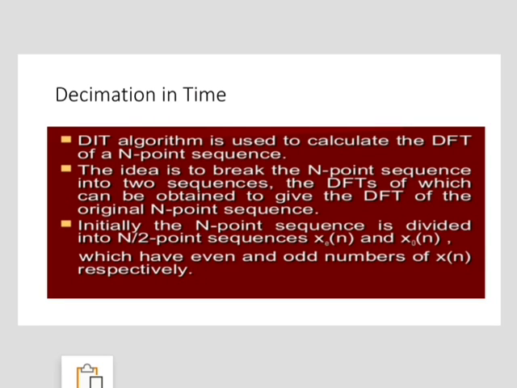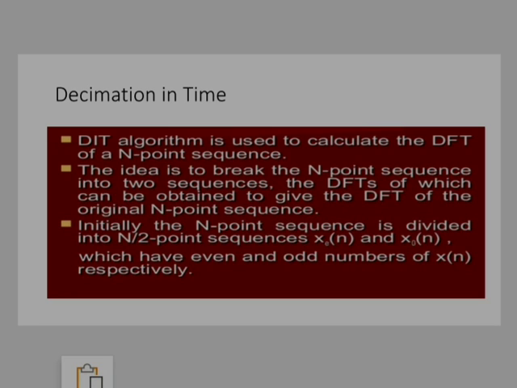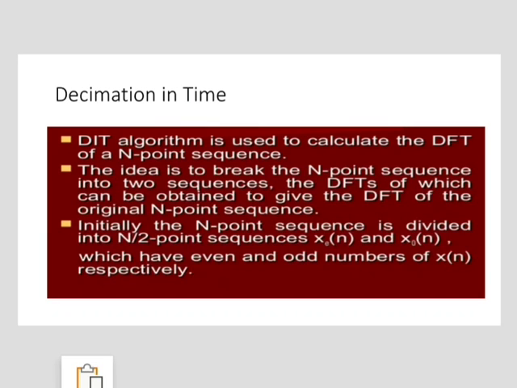The DIT, that is decimation in time algorithm, is used to calculate the DFT, that is discrete Fourier transform, of an n point sequence. The idea is to break the n-point sequence into two sequences, the DFTs of which can be obtained to give the DFT of the original n-point sequence.